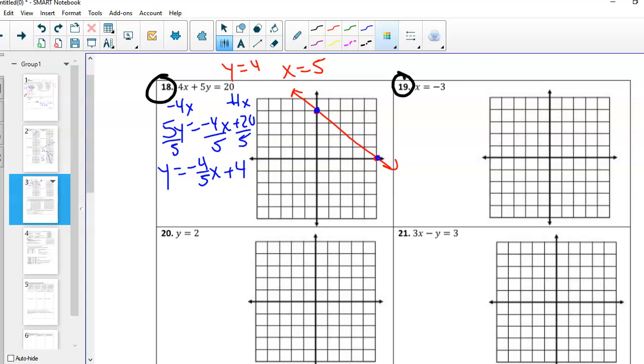What are we going to use to graph 19? X-axis. What are we going to use to determine direction, slope? So what type of line will this be? Vertical. Vertical, undefined, because it's an x equals. So it's going to be a vertical line at -3. So on the x-axis at -3.